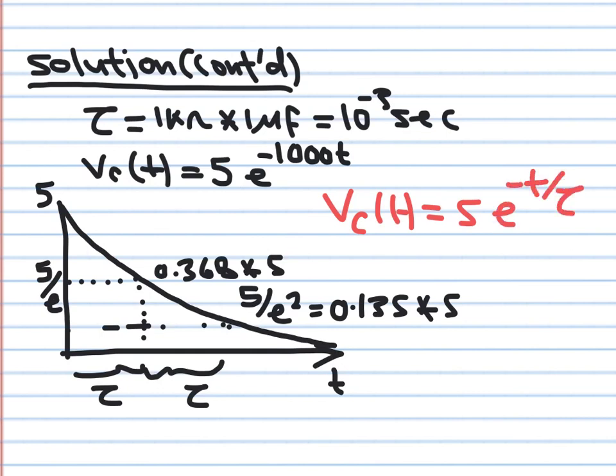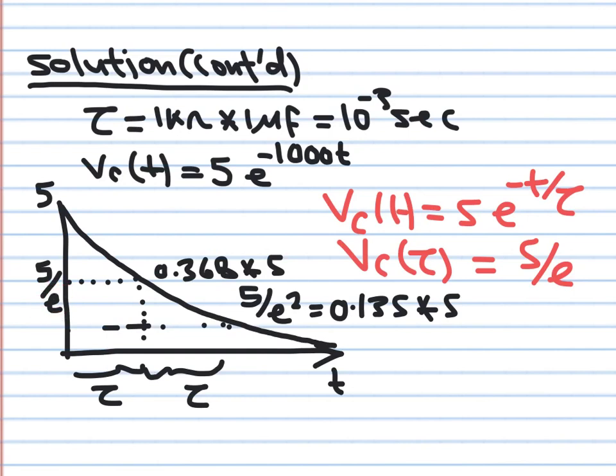If t is equal to tau, so if I select here this time t to be equal to tau, this gives me e to the minus 1. So I can simply write that Vc at time tau is equal to 5 over e. It's 5 e to the minus 1, which is 5 over e, which means that the voltage across the capacitor dropped from 5 to 5 over e, which is equivalent to multiplying 5 by the constant 0.368. So 0.368 is 1 over e, so 1 over 2.718.